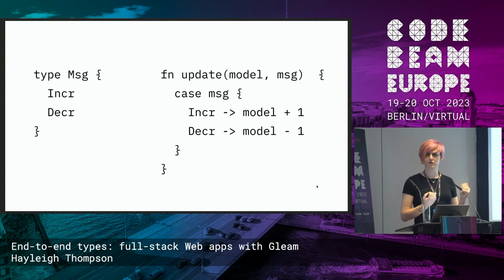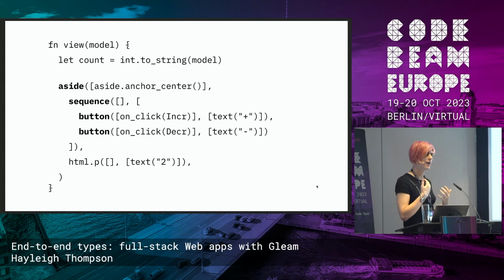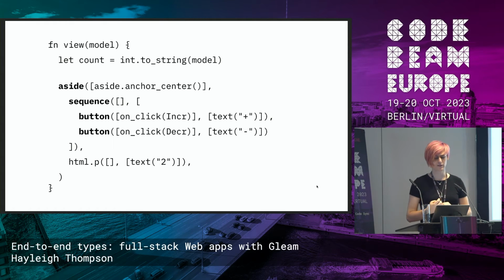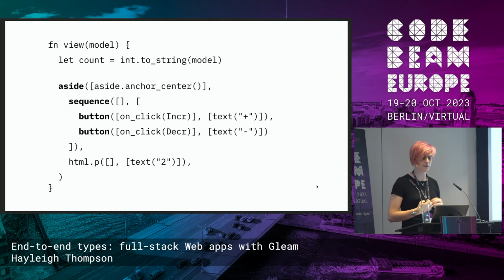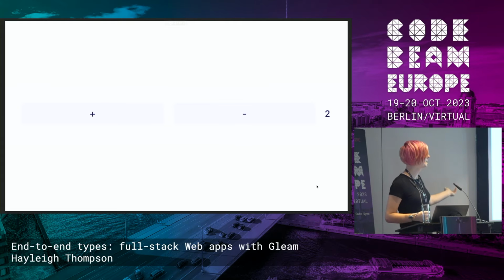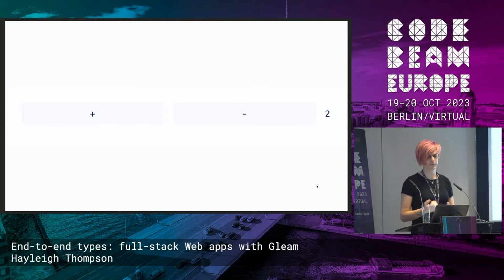Our message type describes all of the ways that the world can talk to our app, so all of the events that we can respond to. And so we have a message for incrementing the count and decrementing it, and then we handle that in our update function. And then we have a view, which takes the model and then uses Lustre's DSL for HTML to produce some markup. I've bolded some of these function calls because these are actually the primitives provided by Lustre UI. And then we end up with something like this. You click the button and it updates the count, and it's all good.